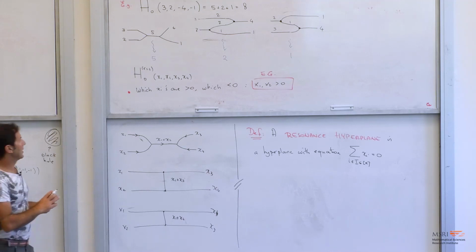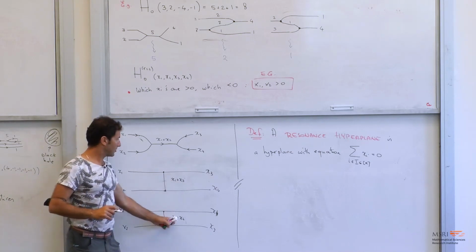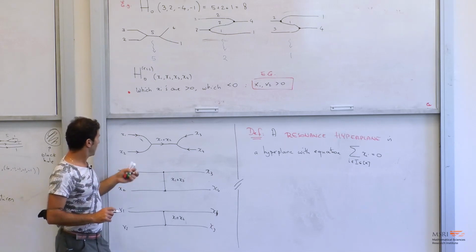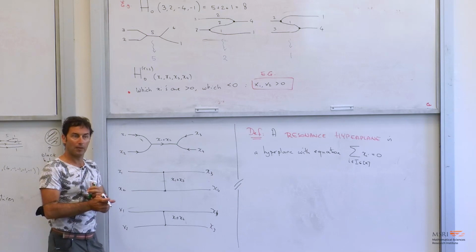Okay, so in this case I have x1 plus x3 equals 0, x1 plus x4 equals 0, x1 plus x2 equals 0, and x3 plus x4 equals 0. These are all examples of resonance hyperplanes, right?